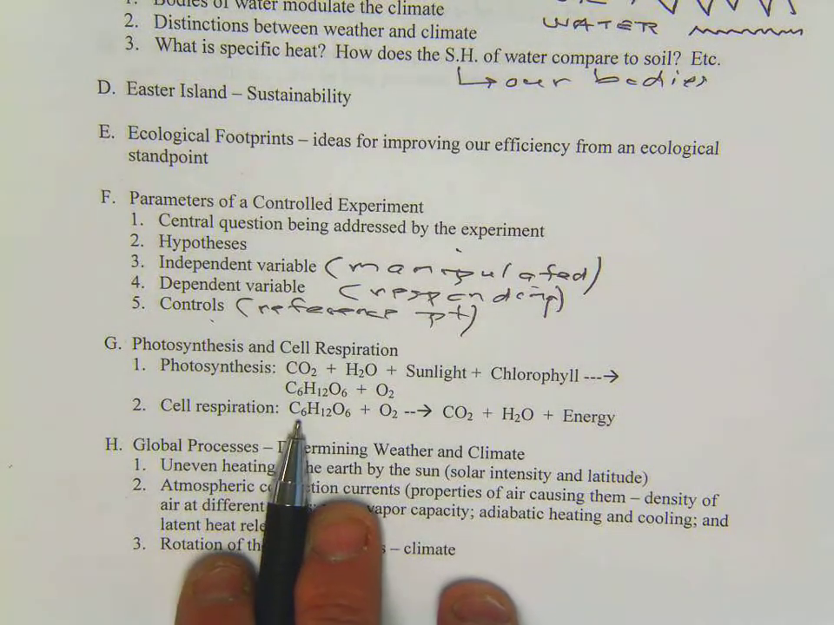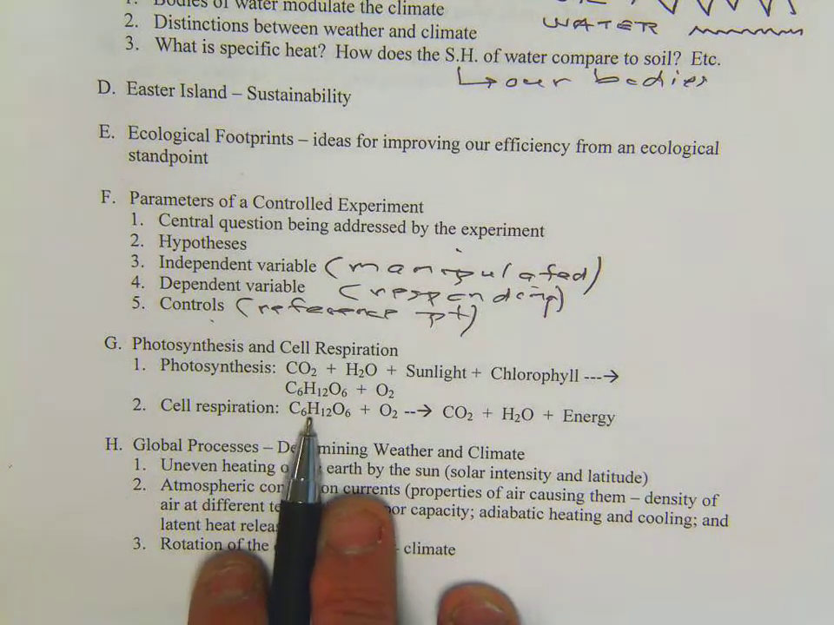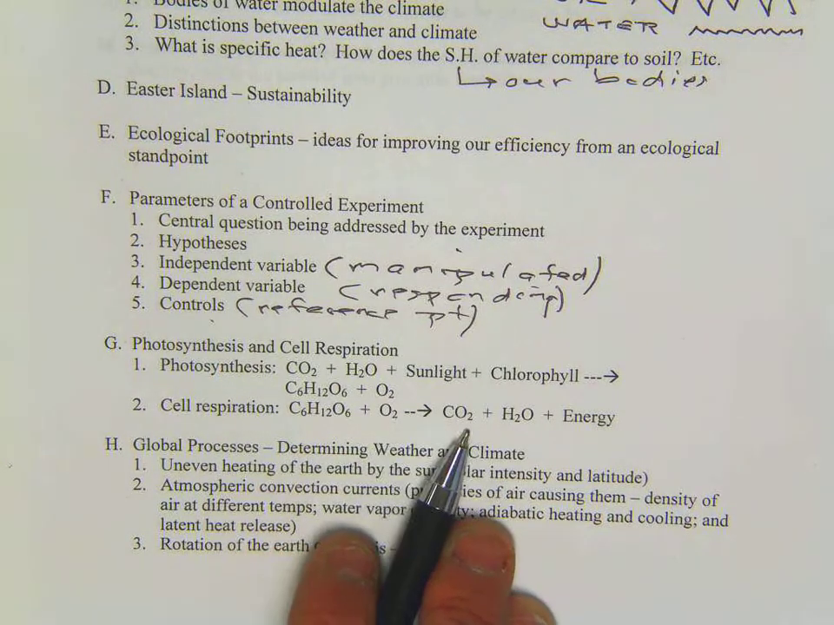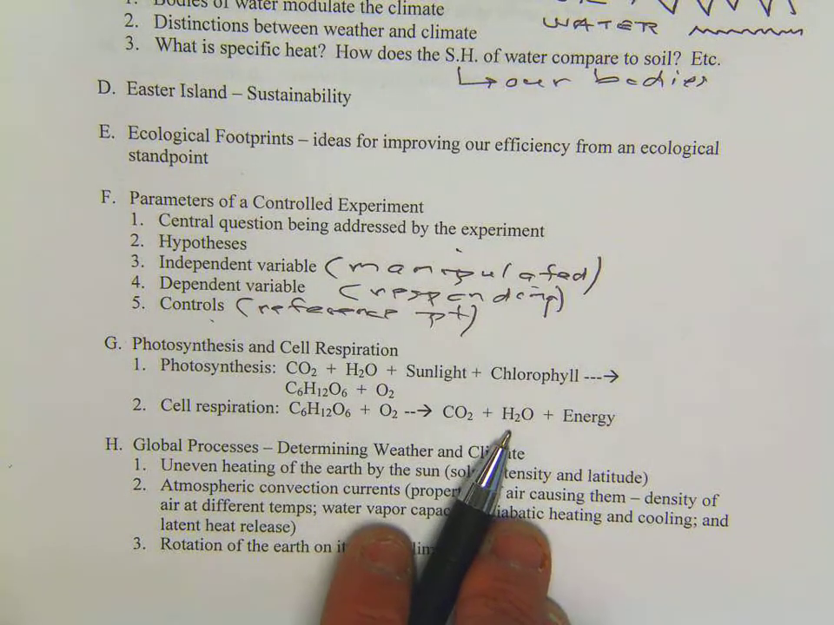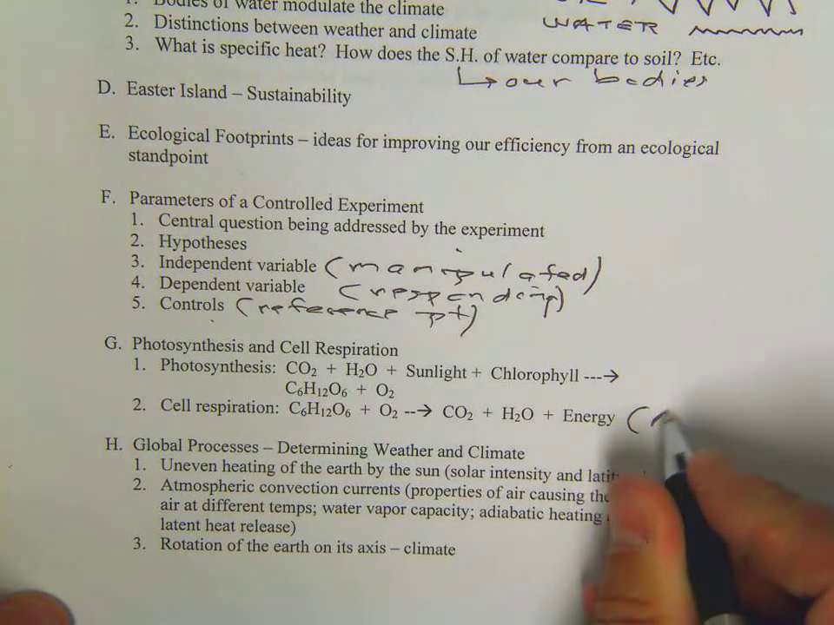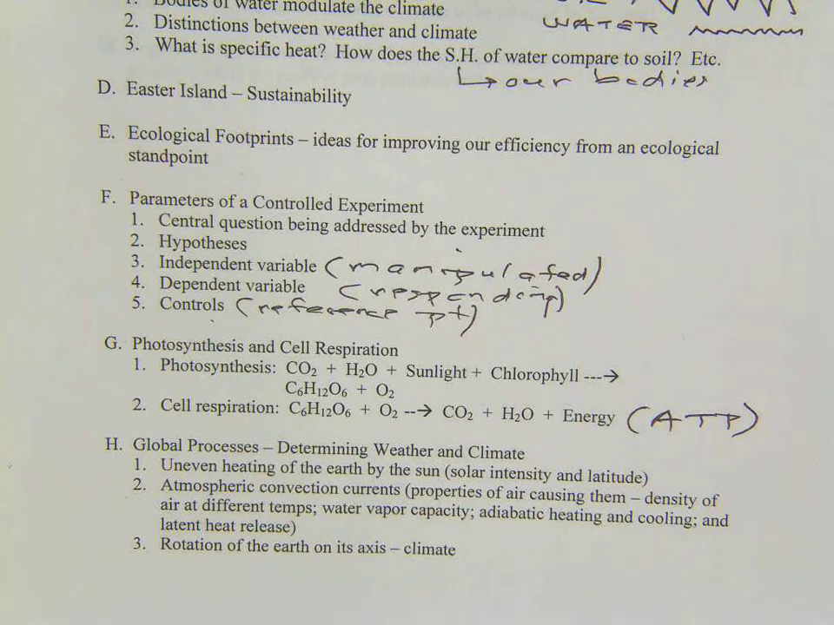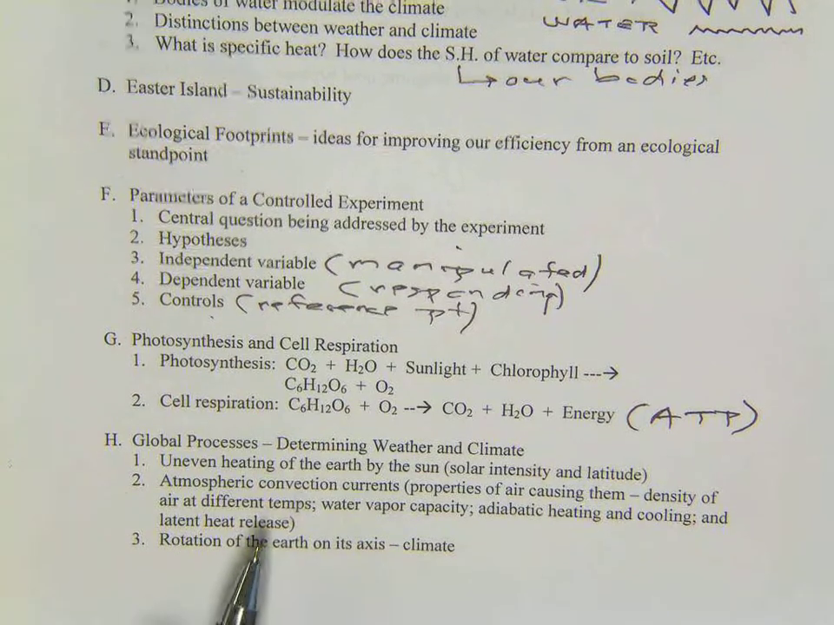You should be familiar with cell respiration, where those plants will exhibit cell respiration. We exhibit cell respiration, taking glucose or stored chemical energy plus oxygen, and as a result of that, producing carbon dioxide and water and energy. This is in the form of ATP. You saw a demonstration of that in the back when I set that up with the Vernier unit. You should know about global processes.